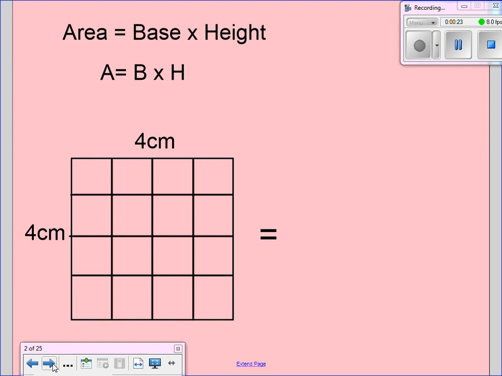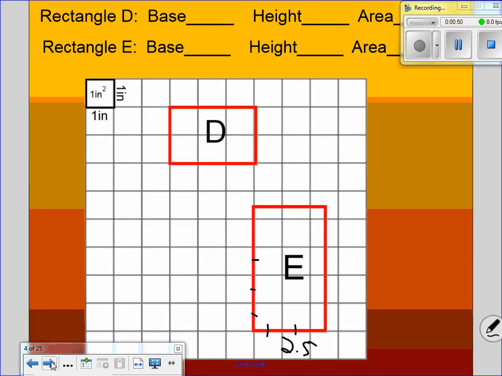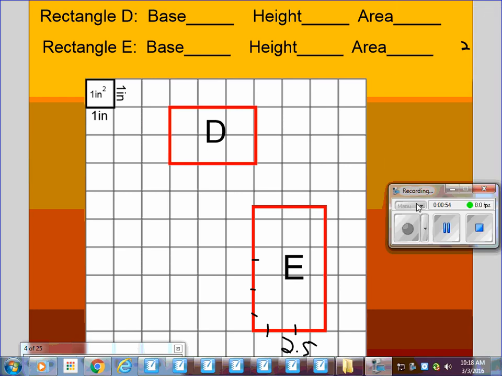Finding area, we have base times height, so that means we have 4 times 4. 16 centimeters squared when using area. Next thing we have 2 times 4 or 4 times 2, which equals 8 inches squared. All right, let's take a look at these problems. We did some practice yesterday in class with this. Let's kind of see how we do with these here.